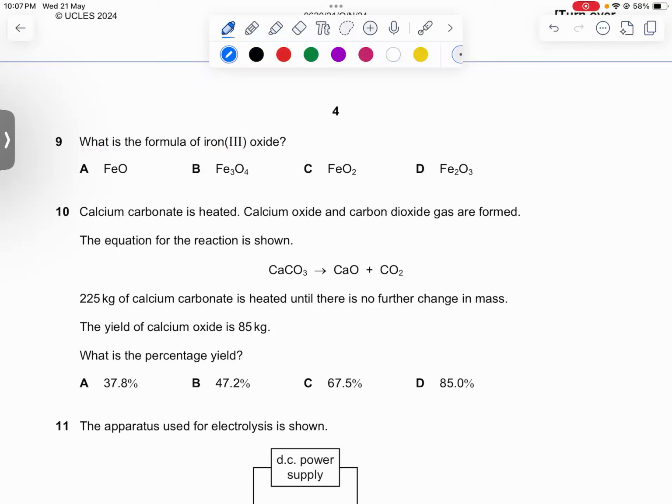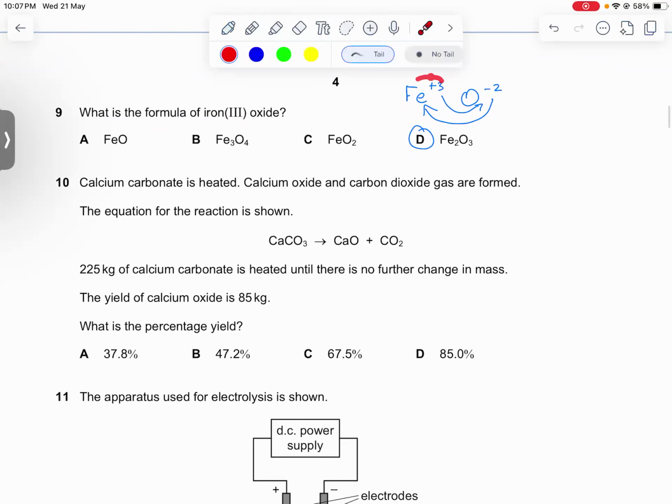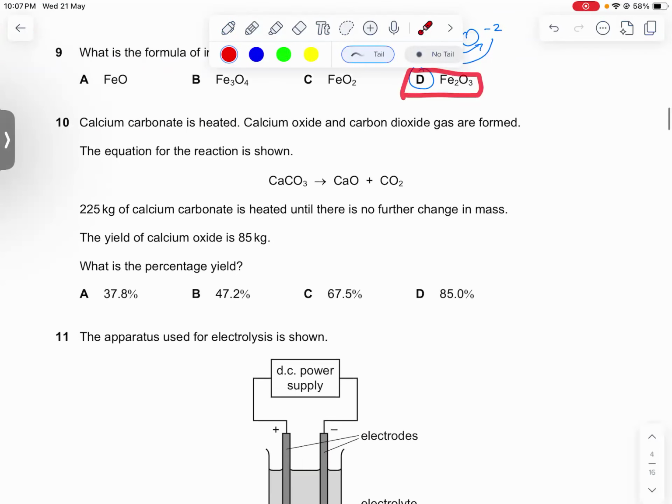All right. Next question. What is the formula of iron 3 oxide? Fe2O3. Definitely, right? Because iron 3 oxide is Fe plus 3 and oxide is minus 2. So 3 goes over here and 2 goes over here. The answer is Fe2O3. All right. I mean, you did not have to do this. Most of you would remember what Fe2O3 looks like.